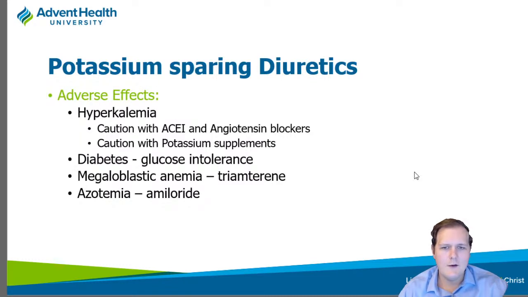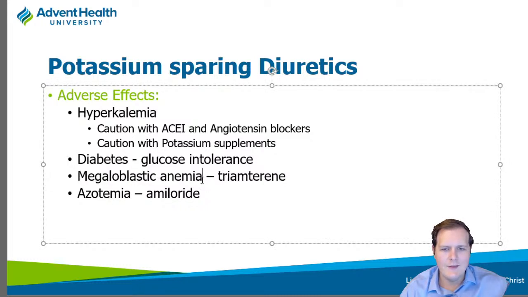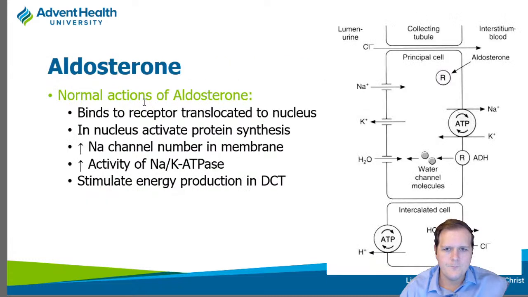Hyperkalemia, this is where you've got to be careful, especially if patients are taking potassium supplements, if they have poor kidney function, which causes them to retain potassium anyway, or if they're on other medications that increase potassium, such as the ACE inhibitors and angiotensin blockers. We're going to look at those later on when we get into the RAS system, okay? Some rare things you can see that are unique to these drugs: you can see a megaloblastic anemia with triamterene and then azotemia with amiloride. Those are kind of unique to those specific drugs.